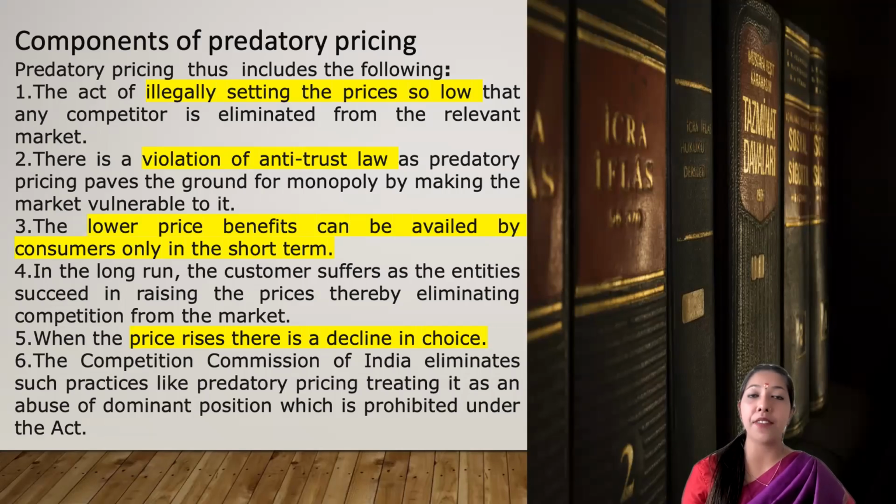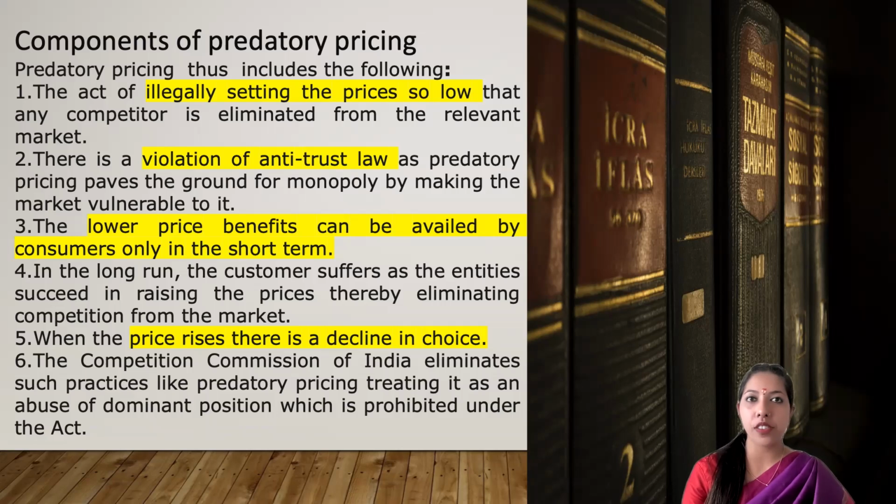The second point is the violation of antitrust law. There is a violation of antitrust law as predatory pricing paves the ground for monopoly in the market and eliminates healthy market practice. The third point is that the lower price benefits can be availed by consumers only in the short term. This price fluctuation is only for a short period of time, and it is not for the benefit of the consumers. It is just for the sake of reducing competition in the market.